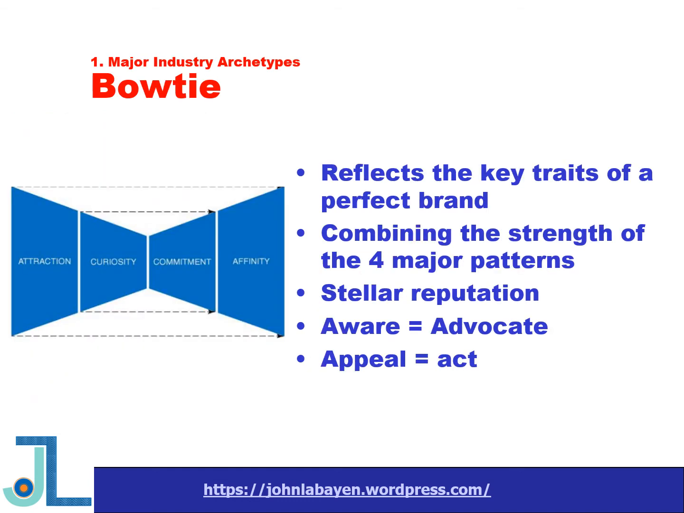And the last pattern that I'll be discussing is the bow tie. It reflects the key traits of a perfect brand. Actually, it's a combination of the strengths of the four major patterns that we have previously discussed. In this category or pattern, everyone who is aware of the brand is willing to recommend the brand because of its stellar reputation. This means that the brand accomplishes a perfect bar score of 1.